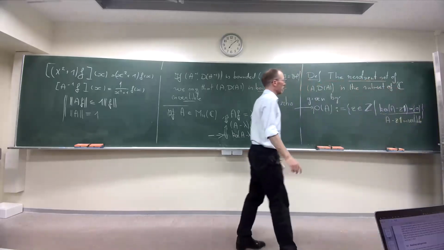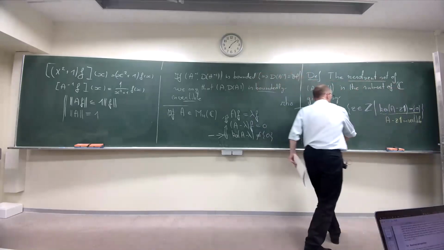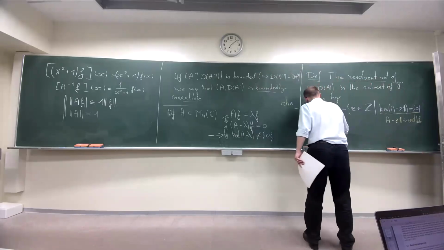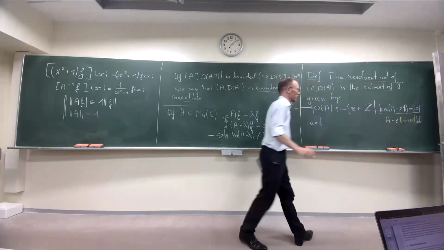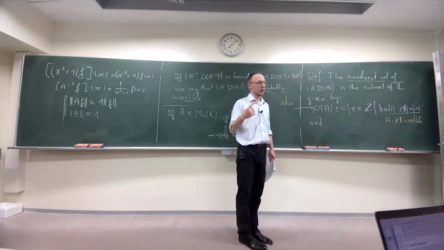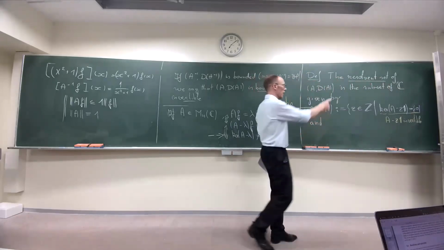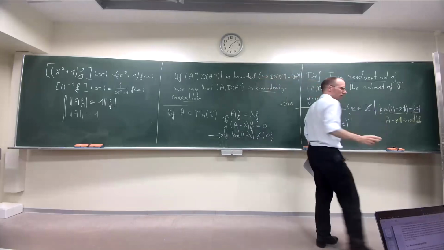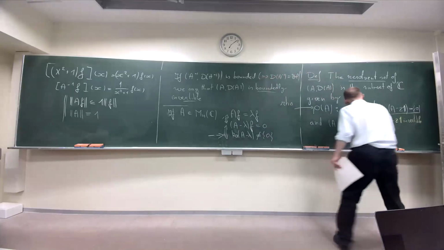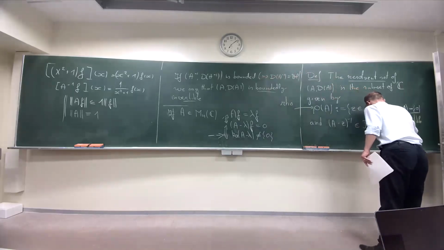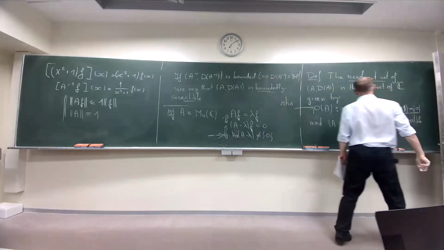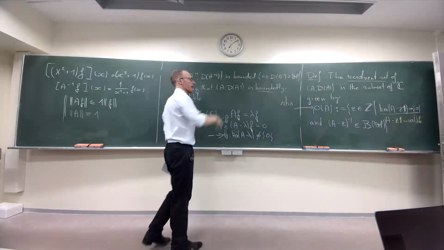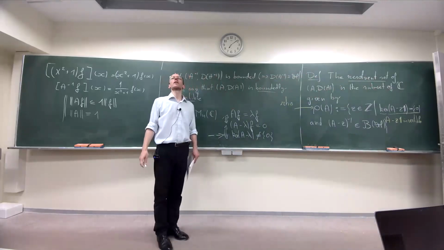But this is not enough. Sorry, I should not close this. And so we know it's invertible, but we want to have a bounded inverse. So A minus Z inverse, we know it's well defined, is bounded. So we define the resolvent set like this. It means A minus Z is boundedly invertible.